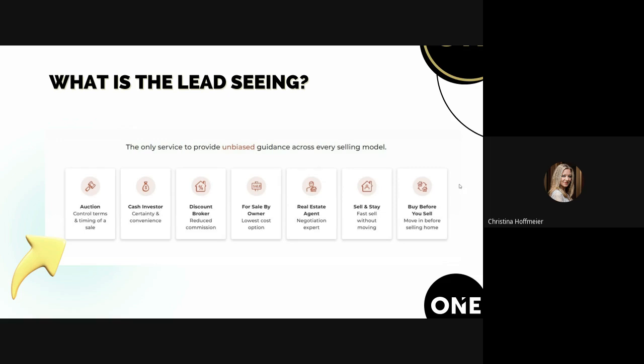And buy before you sell. I know there's lots of brokerages out there that have these programs that you can buy before you sell. Basically, it's just a bridge loan. And this is where you would get Sarah involved to talk to you and the client about the potential of doing a bridge loan so they could buy their next home before selling their current one.